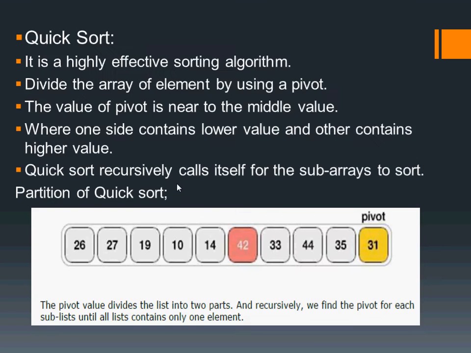Okay, I mentioned it. So next, quick sort. It's a highly efficient sorting algorithm. Divide the array by using a pivot. The value of the pivot is near the middle value, where one side contains lower values and the other side contains higher values. Quick sort calls itself recursively for the sub-arrays to sort. Okay, now explaining by means of an example will be very easy for you to understand. So first, this is sorted. The largest element is 42, so we have to find the middle element between 10 and 42. So the middle element will be around 31. This is what generally happens.